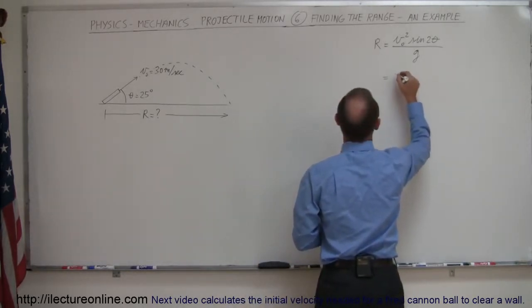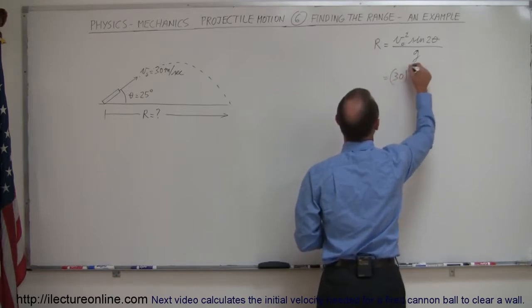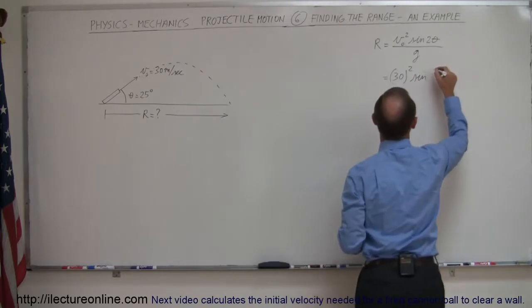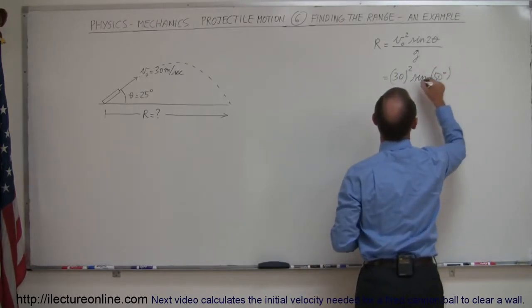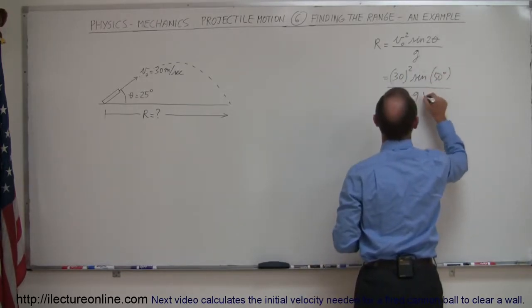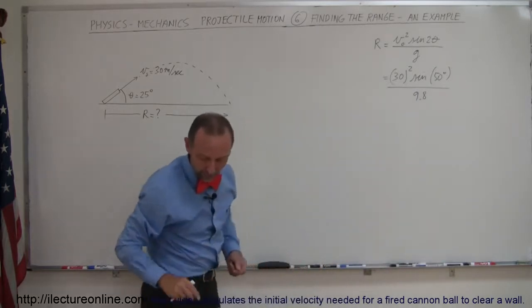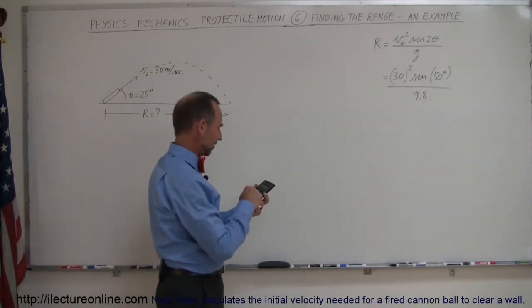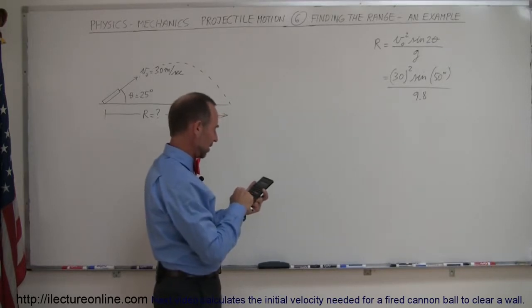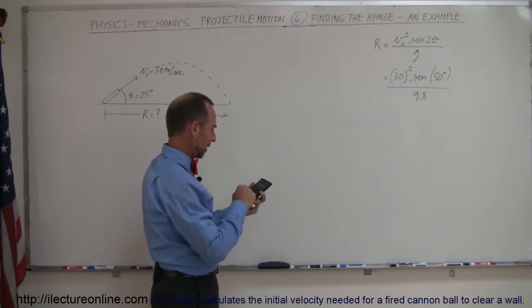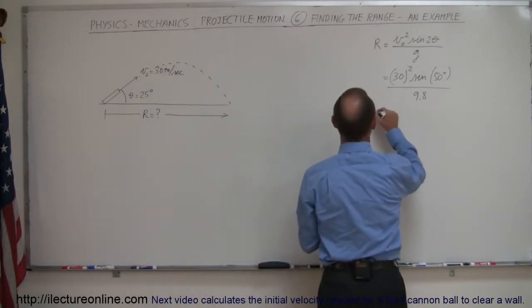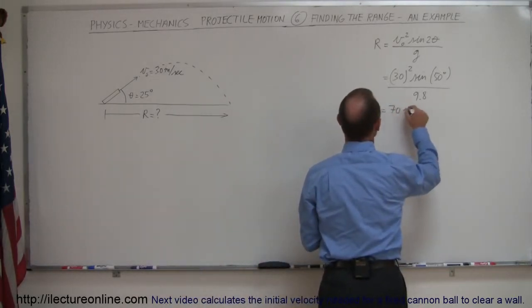So we have 30 meters per second, so that's 30 squared times the sine of 25 degrees times 2, that would be the sine of 50 degrees, divided by g, or a positive 9.8, and that will give us an answer of, let's see here, we have 50, take the sine of that, times 30 squared, divided by 9.8 equals, and it looks like it's 70 meters, so the range equals 70 meters.